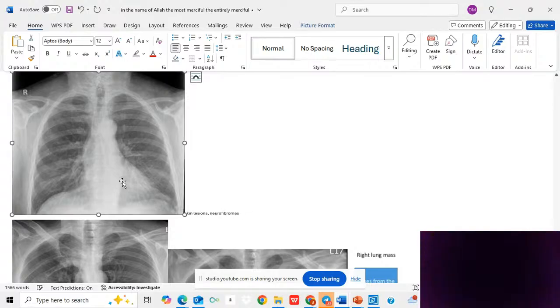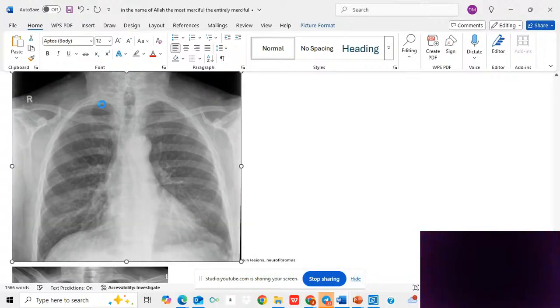So the first case here for NF1, neurofibromatosis type 1. The first case here, as you can see on the chest X-ray, there are skin lesions here. These skin lesions are indicative of the plexiform neurofibroma of NF1. Okay.